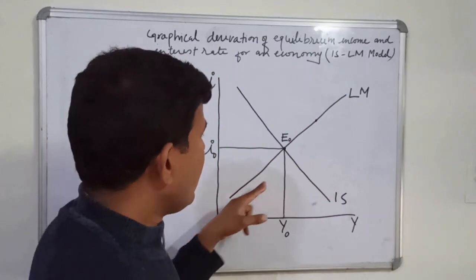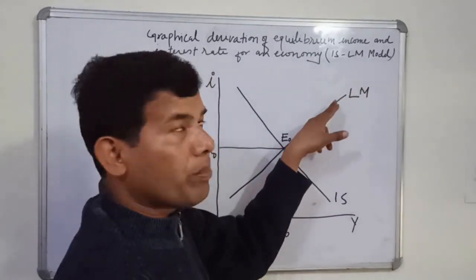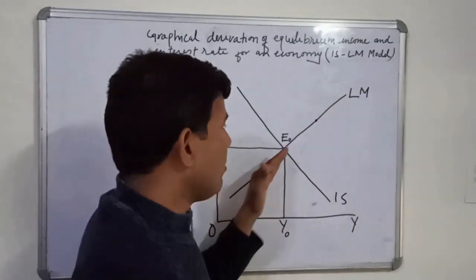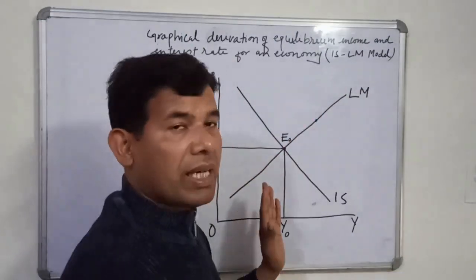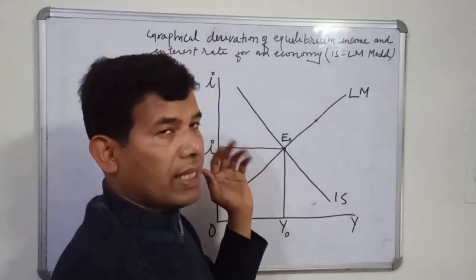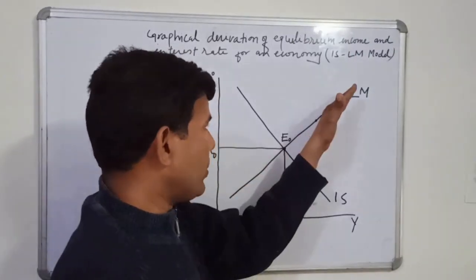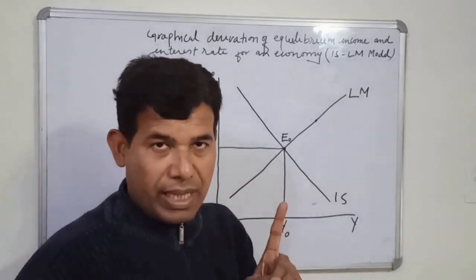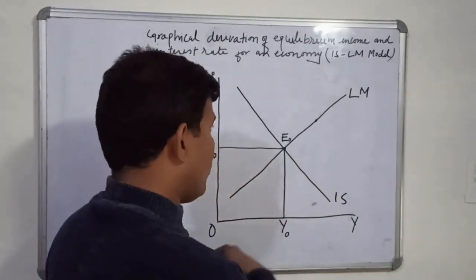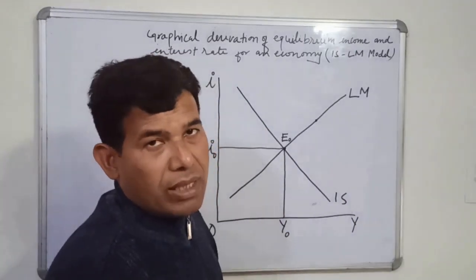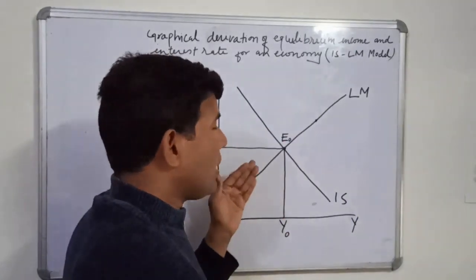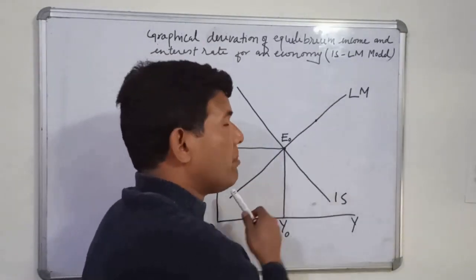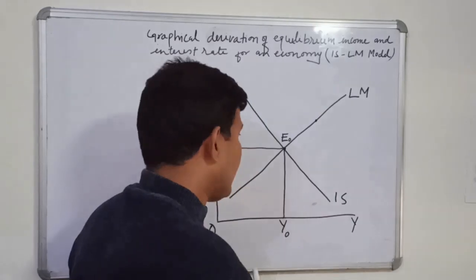So we have drawn this upward sloping LM curve, and here we have drawn the downward sloping IS curve. Why is the LM curve upward sloping? You know that as income rises, demand for money rises and the rate of interest rises, so it is upward sloping. Remember, when we are deriving the LM curve, we assume that money supply is fixed. That means if you have another level of money supply, then this LM curve becomes irrelevant. We need to draw another LM curve. So this LM curve we are deriving with a given level of money supply.